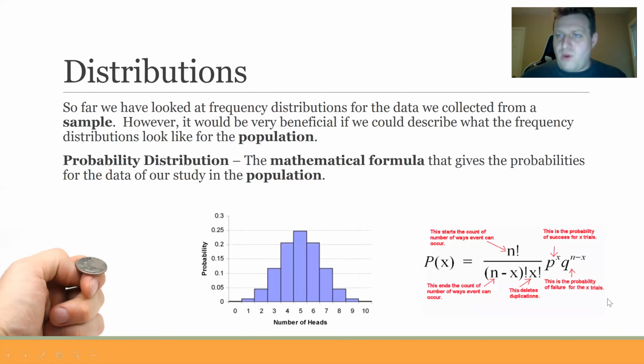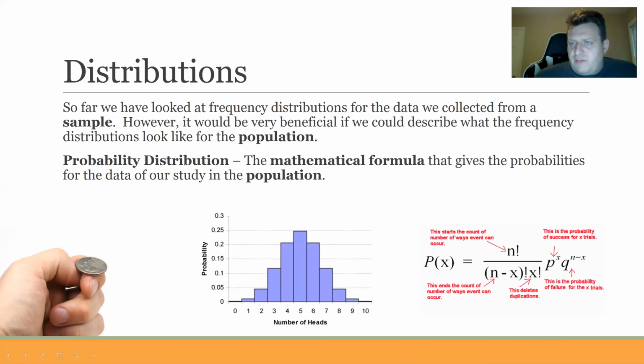All right, and here's the math equation. Again, do not look at it. I know it's scary looking, but you don't need to know that. I just want you to know that there is a math formula. Probability distributions have a mathematical formula that determines what that distribution is going to look like.